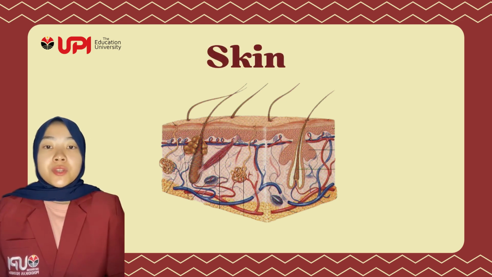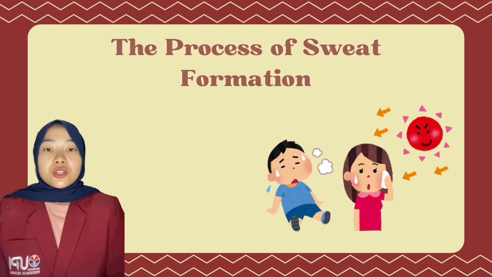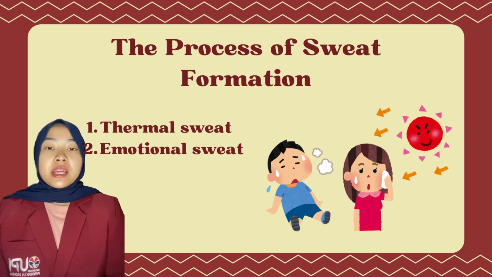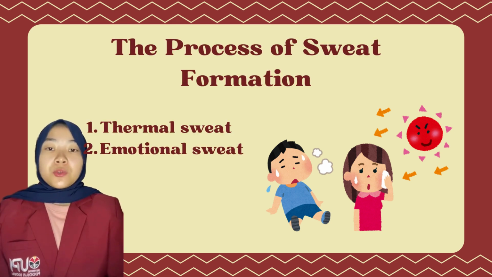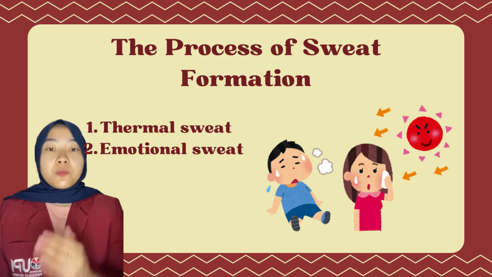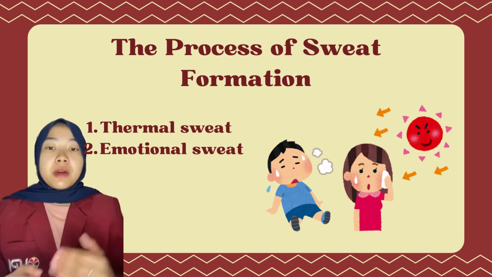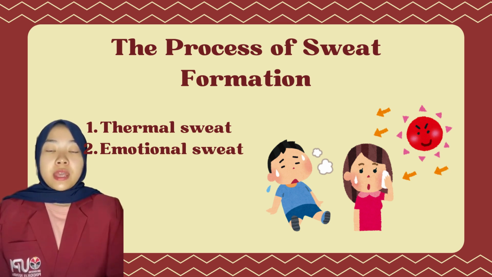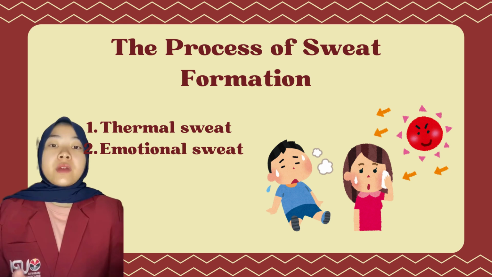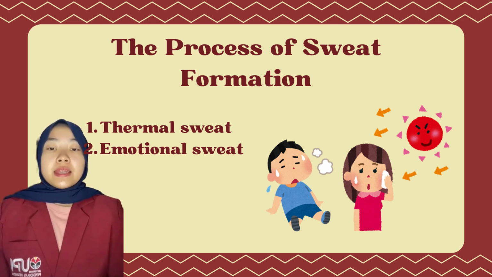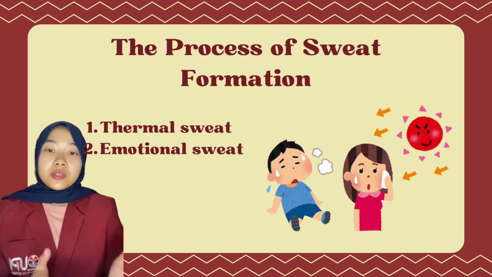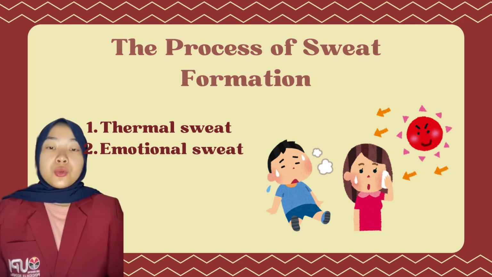The process of sweat formation depends on the type of sweat produced. Sweat itself is divided into two types, thermal sweat and emotional sweat. Thermal sweat is produced in response to an increase in body temperature. This process involves a part of the brain that detects the rise in temperature. Once detected, the brain sends signals instructing the sweat glands to produce sweat.